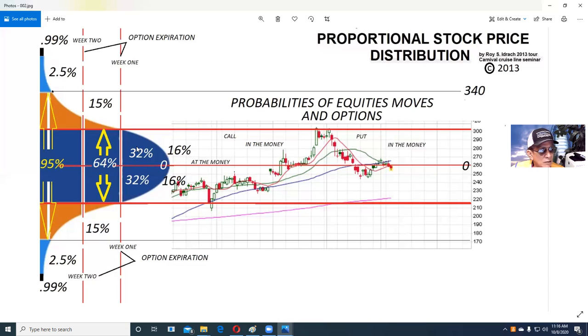So when you add all these numbers together, 32 plus 32, this comes out to 64. So we make 64% of the total spectrum of where the price is moving up and down. Now, when we take this here that goes up to 340 or goes down to 170, this is 95% of the spectrum, and then again, it's 2.5% that go below that, and 0.99 less that it will go almost to zero. So when you add all these percentages together, they all add up to 100%. And this is how the proportional distribution works, and where more likely the price will remain.